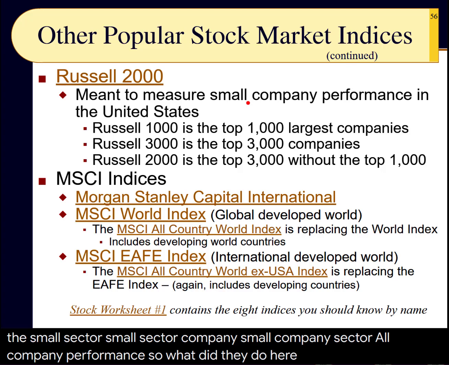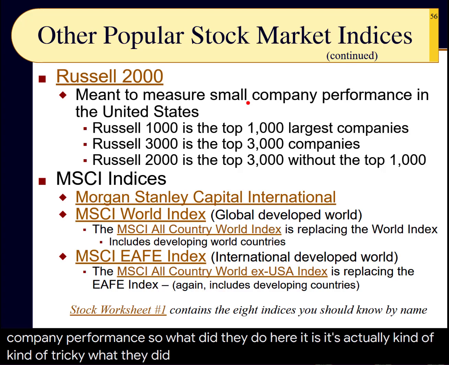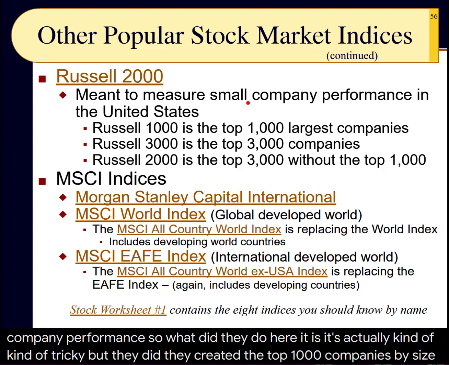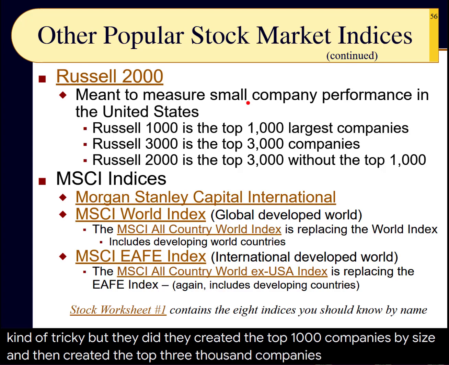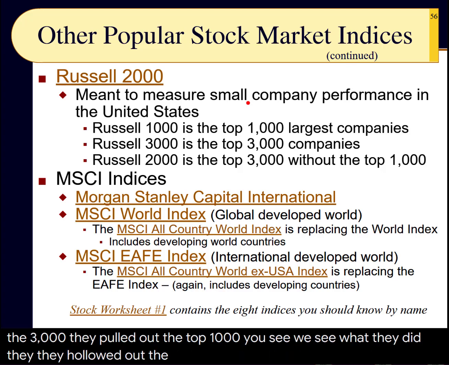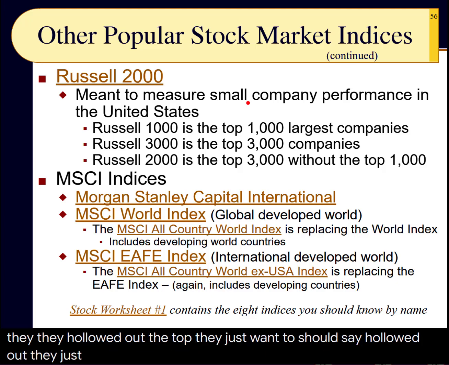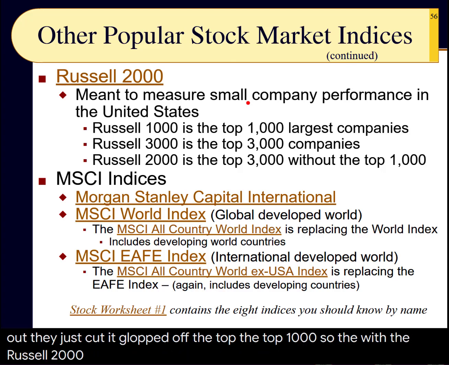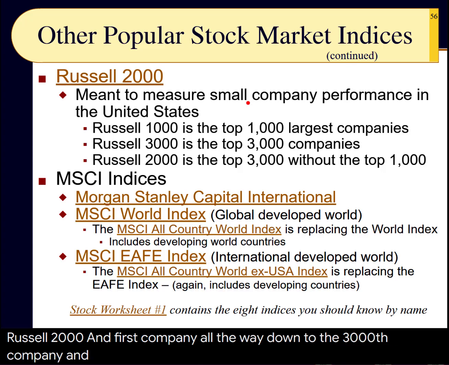So what did they do? It's actually kind of tricky what they did. They created the top 1,000 companies by size, and then created the top 3,000 companies by size, and out of the 3,000, they pulled out the top 1,000. You see what they did? They just kind of lopped off the top 1,000. So the Russell 2000 has the 1,001st company all the way down to the 3,000th company. And that's meant to measure small company performance in the United States.